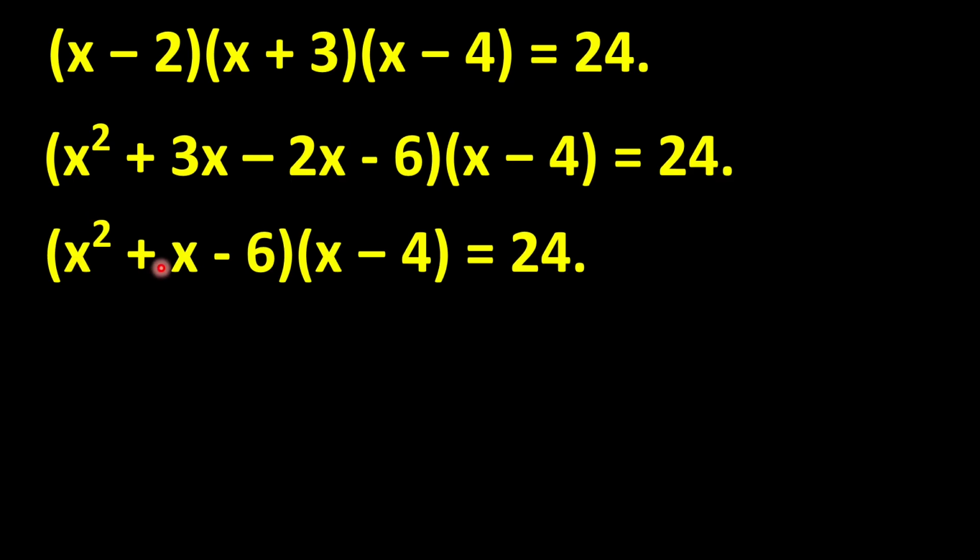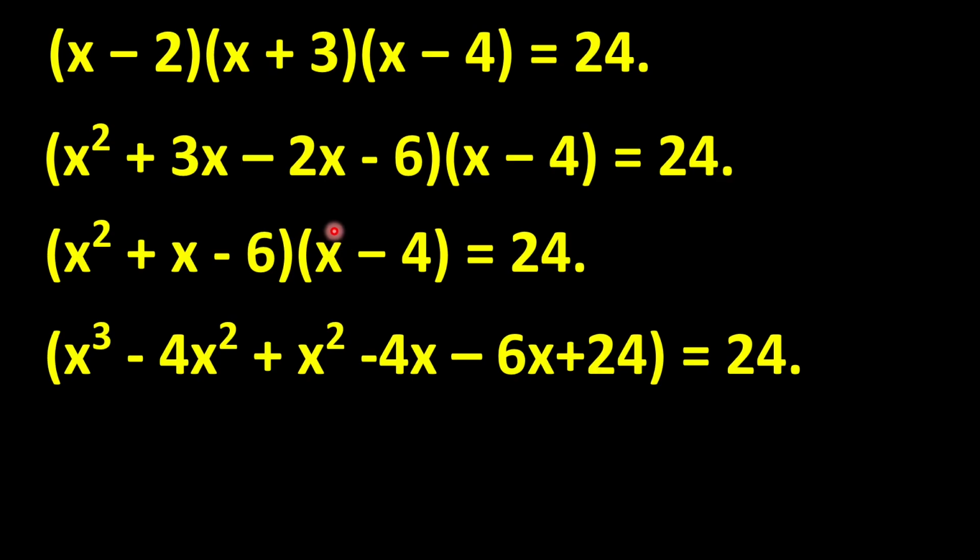So it becomes (x² + x − 6)(x − 4) = 24. Now we will multiply these terms. x squared times x becomes x cubed, then minus 4x squared, then plus x squared, and then minus 4x. Then minus 6 with this x gives minus 6x, and minus 6 times minus 4 gives plus 24, and the right side is 24.